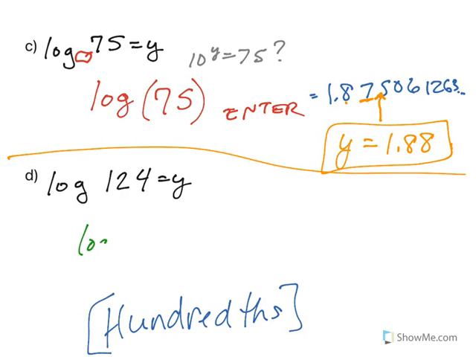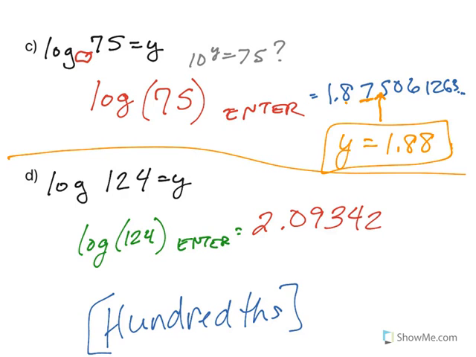Do the same thing for log of 124. We type in, hit the LOG button, 124, end parentheses, and then enter. This time you should get 2.093421685, and so on. To the nearest hundredth, that's a 9, and the 3 tells me to round down, so 2.09 for my value of y.